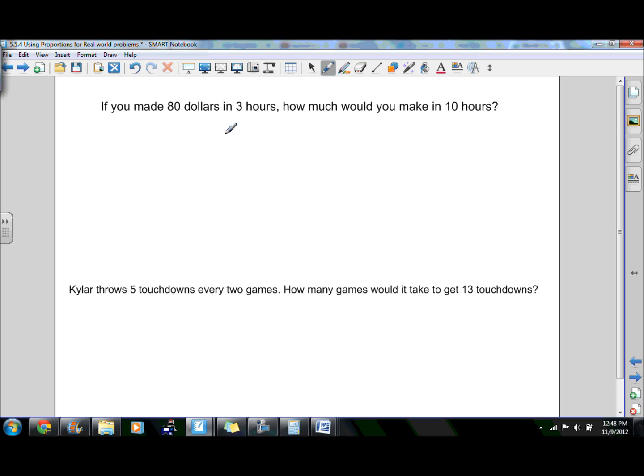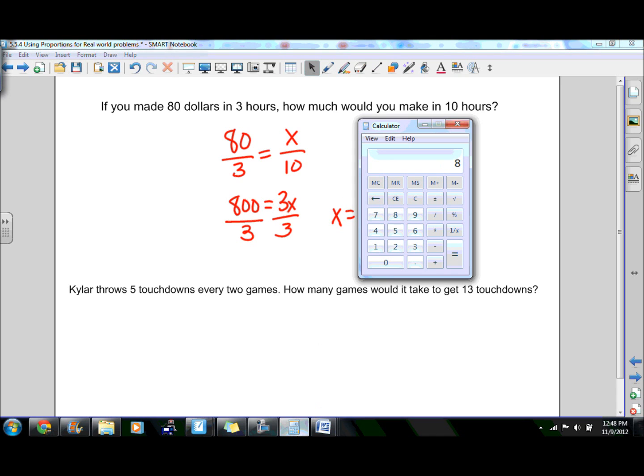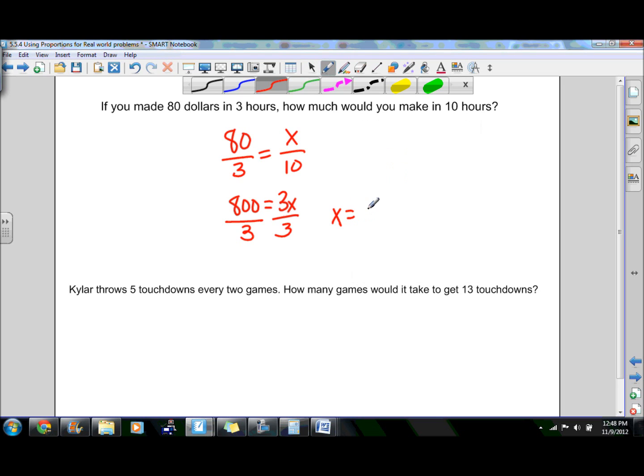Okay, so for this one, we should have gotten something like 80 over 3 equals x over 10. So then you would have gotten 800 equals 3x. We divide by 3. So x equals about $266.67.